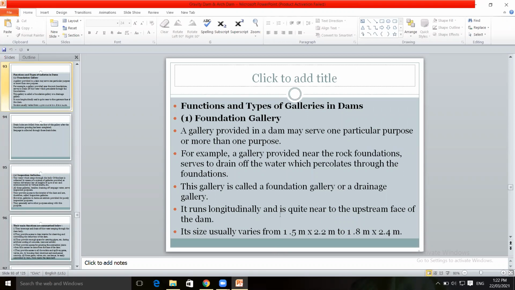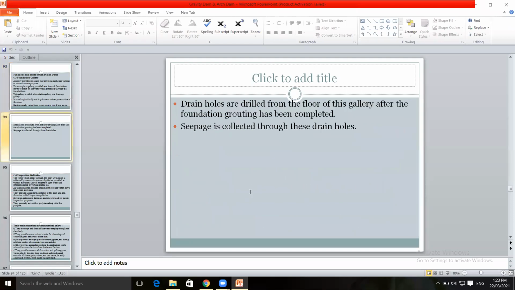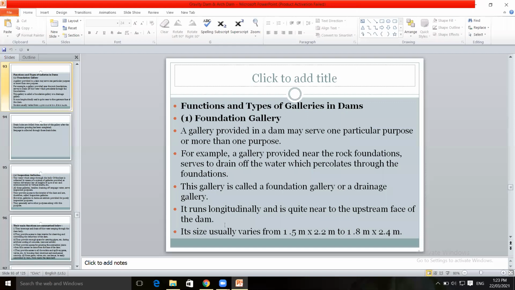It runs longitudinally and it is quite near to the upstream face of the dam. So where is this foundation gallery located? Near the upstream face of the dam. And what is its size? The size varies from 1.5 meters by 2.2 meters to 1.8 meters by 2.4 meters. This is the size of this foundation gallery.